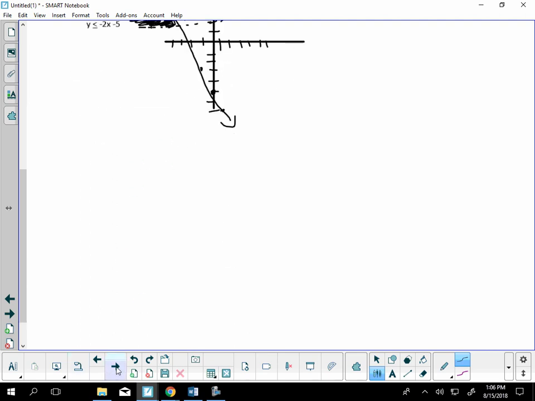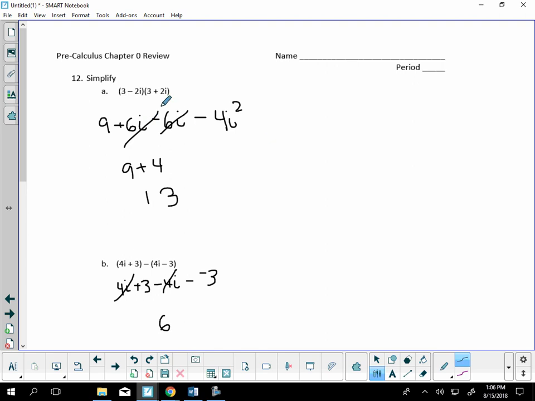On number 12, I'm going to FOIL that out. The middle terms cancel, and remember i squared is the same thing as -1. So you get 9 plus 4, it's 13.